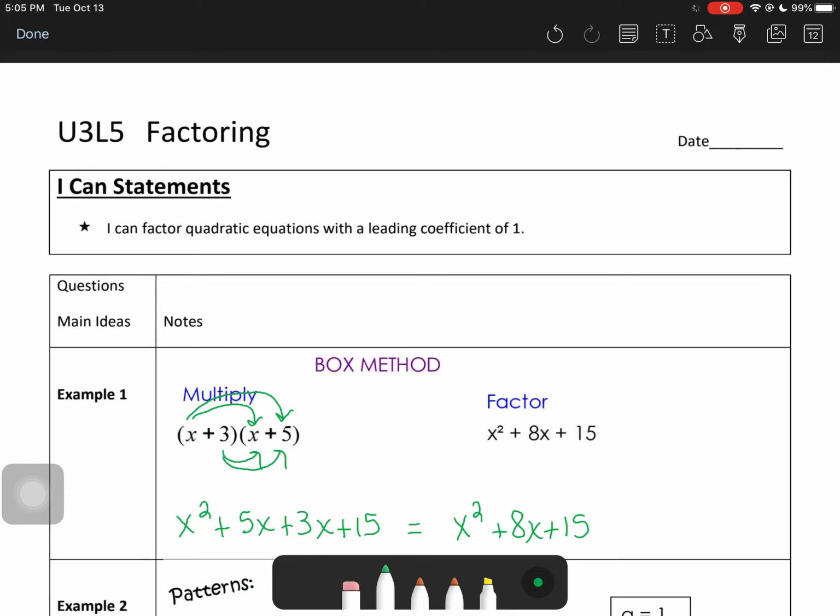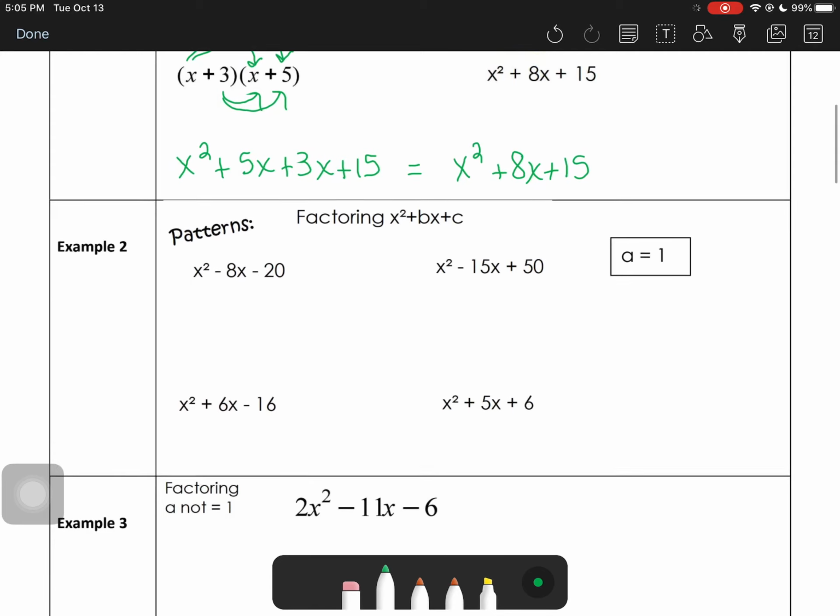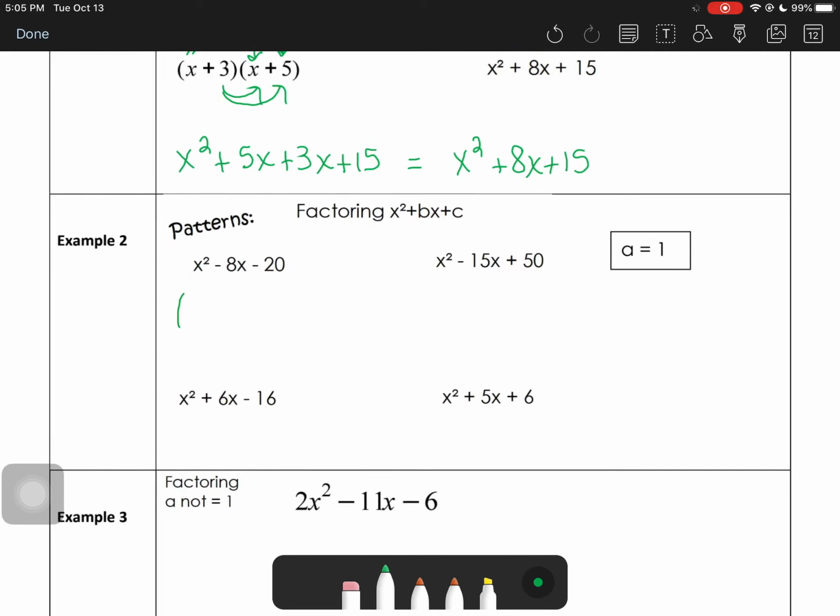So factoring is simply figuring out what are we multiplying to get that. And so we're actually reversing our FOILing. So the way that we factor when our a is equal to 1 is simply we can set up our two sets of parentheses. And then I have a method that I call the x. And we have our a, our b, and our c. So what we do is in the top, we multiply the a times the c. And in the bottom, we put our b value.